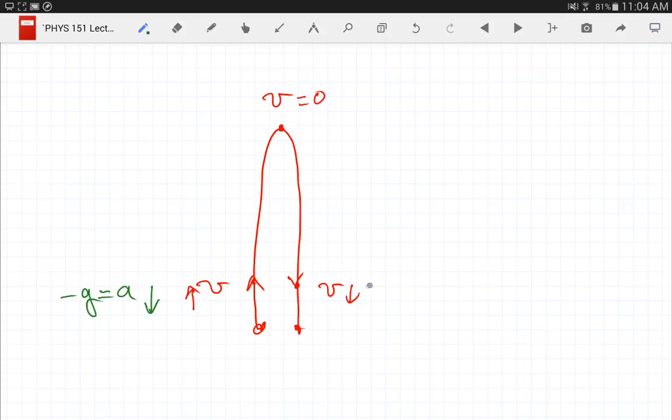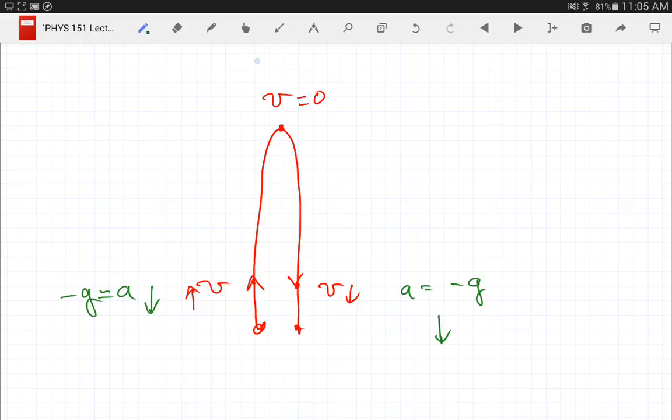What about when it's coming down? What can you tell me about the direction of the acceleration when it's coming down? It's still down. So over here I have acceleration equals minus g, still pointing down. What about at the tip top? What's the acceleration up there?